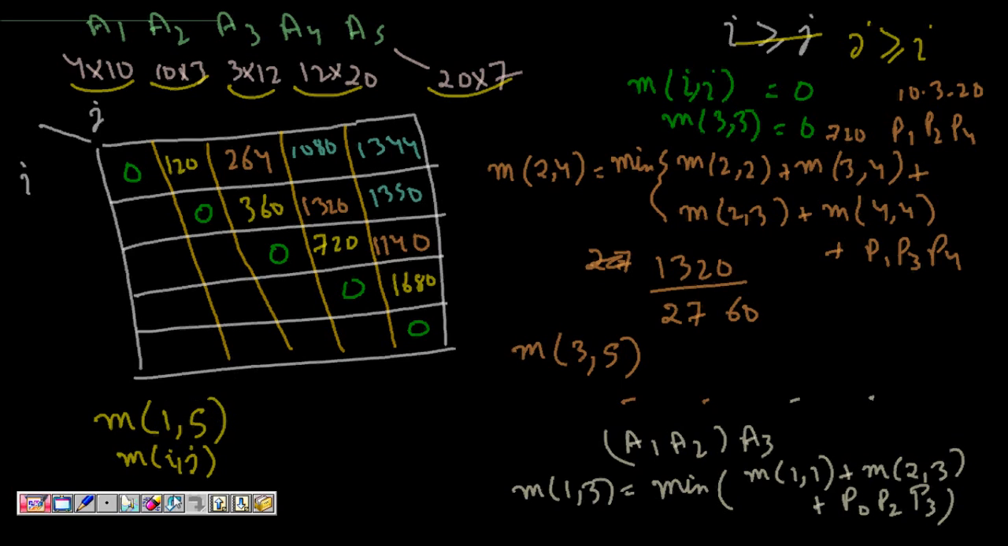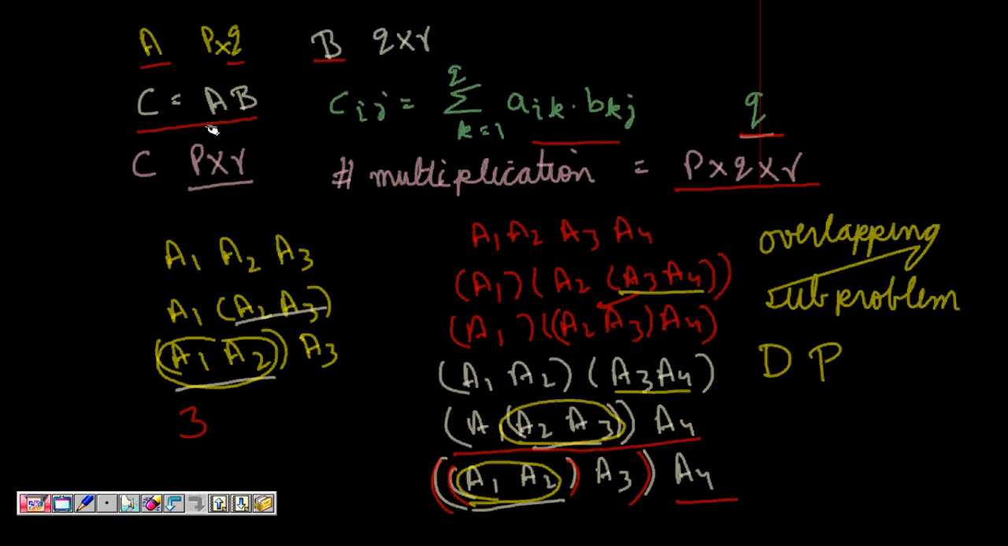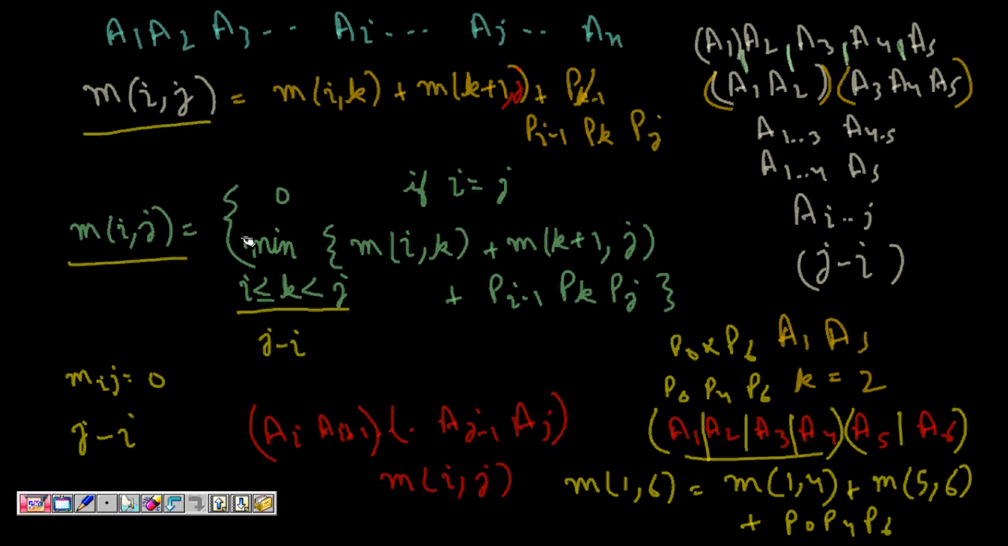Of course, this was an involved question, but the few things you have to remember are these. If A and B are of size P by Q and Q by R, then the number of multiplications is PQR. Then we wrote one equation: Mij is 0 if i equals j, since with one matrix there is no multiplication. Otherwise we can put parentheses anywhere in the j minus i options, and I find the minimum among them all.